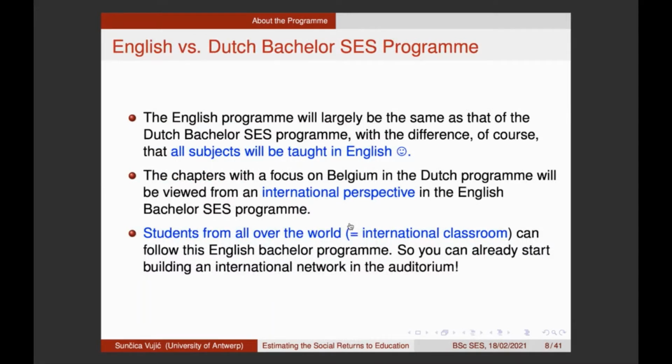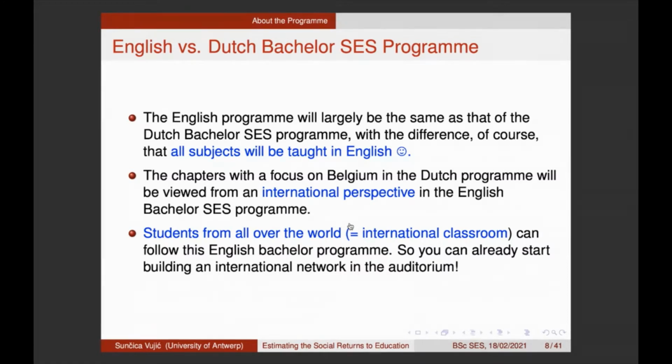So if you went to any of the trial lessons of the Dutch Bachelor Socioeconomic Sciences program, you might ask yourself, what are now the differences between this English versus Dutch program? The differences are actually very small. The English program will largely be the same as that of the Dutch Bachelor Socioeconomic Sciences program, with the difference, obviously, that all subjects will be taught in English. I think it's a huge advantage to be able to follow classes in English in your own country. You don't need to go abroad, at least not when you're very young, because being 18 to 21, you're still quite young from my perspective. You can actually do it at home. And I think this is a huge advantage.